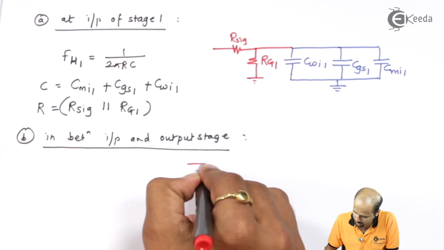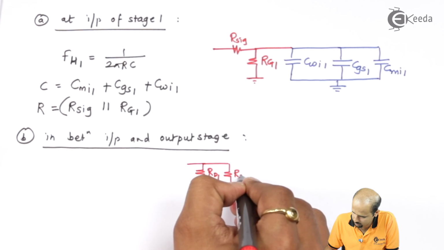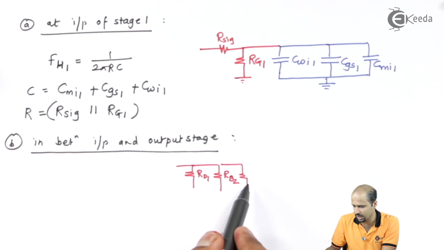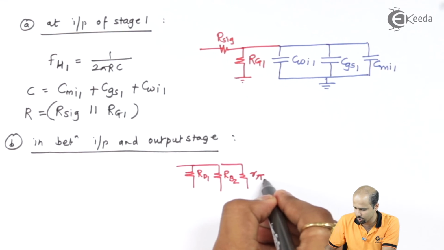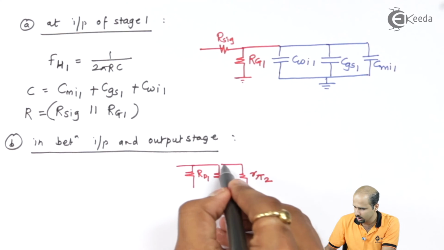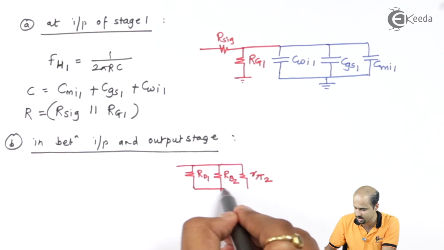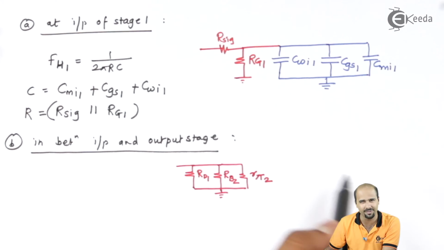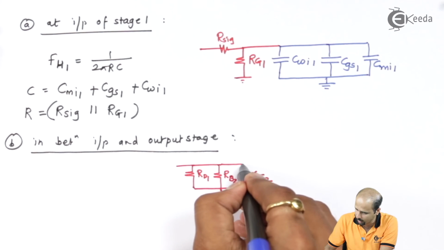This is RD1, this is your RB2. So this is RB2 in parallel with RPi2 in as far as AC analysis is concerned. So here I will write RPi2, and these three resistances are placed in parallel, and along with that we will be getting all the 5 capacitances. So draw all the 5 capacitances one by one.